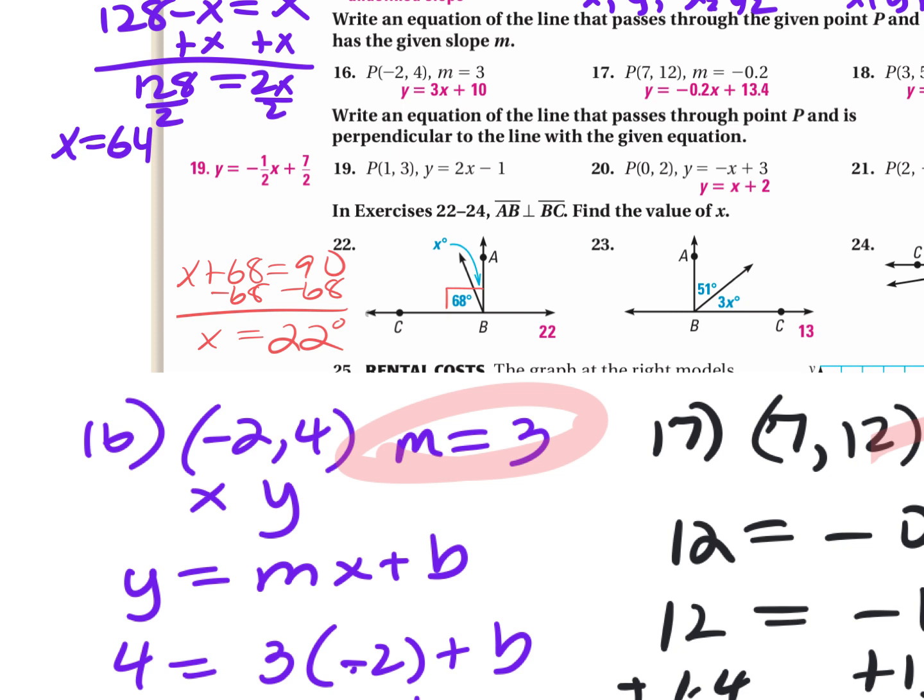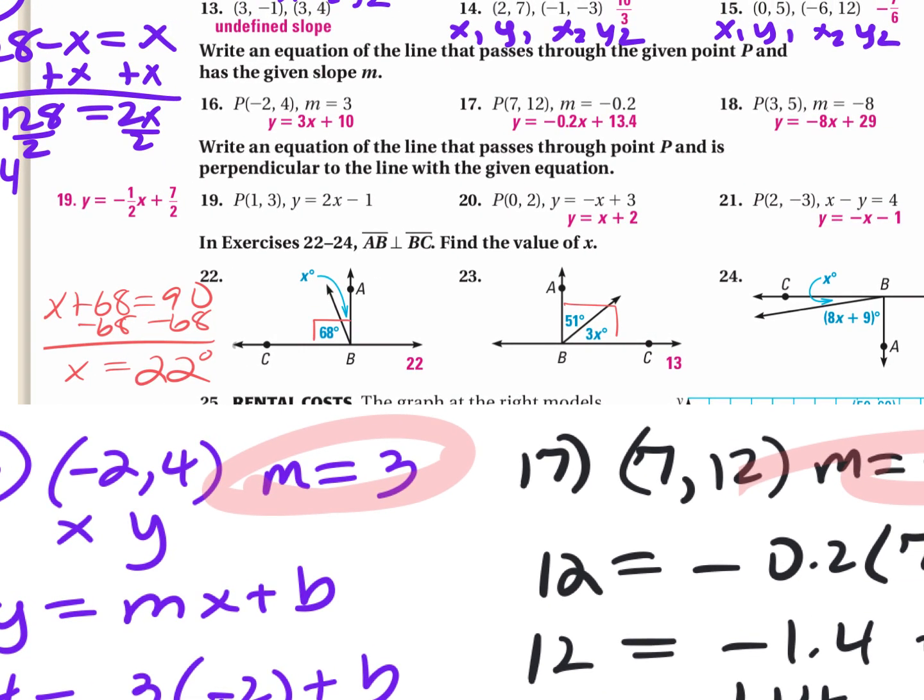Same thing on number 23. Since the lines are perpendicular, this is a right angle. So in order to find the value of x, I'm going to add 3x plus 51 and set it equal to 90. I need to subtract 51 from both sides. So 90 minus 51 gives me 39. And then divide 39 by 3, and I get x equals 13.